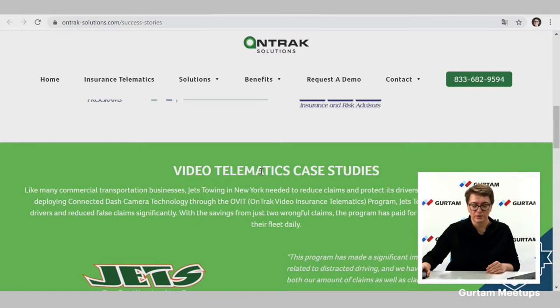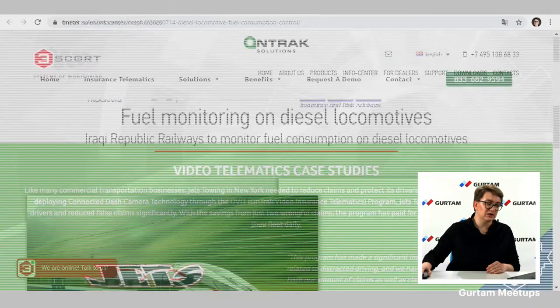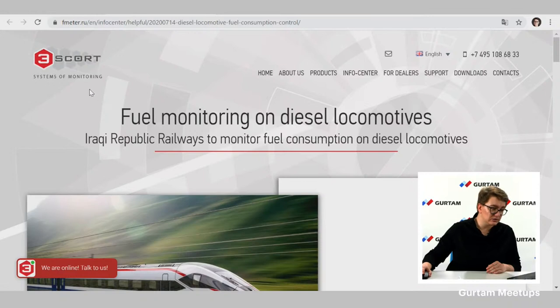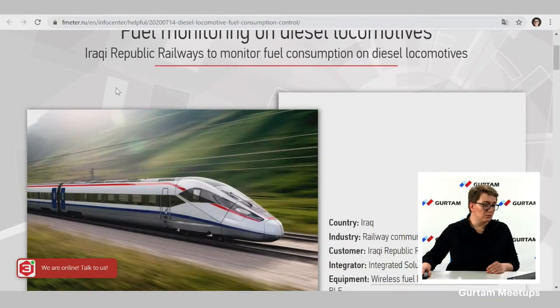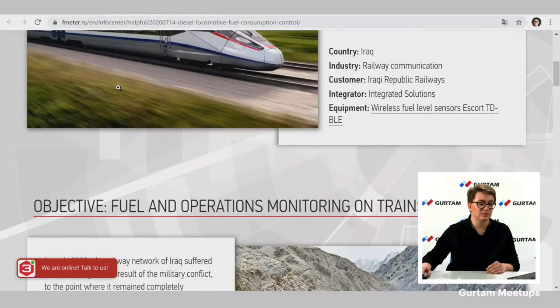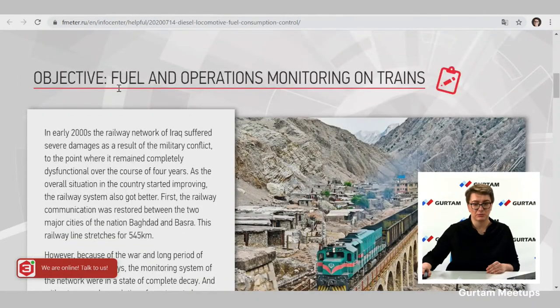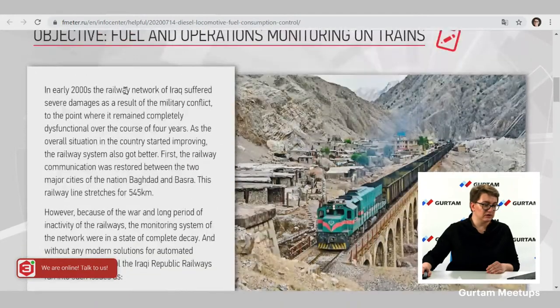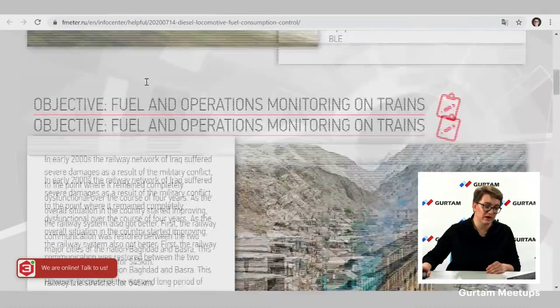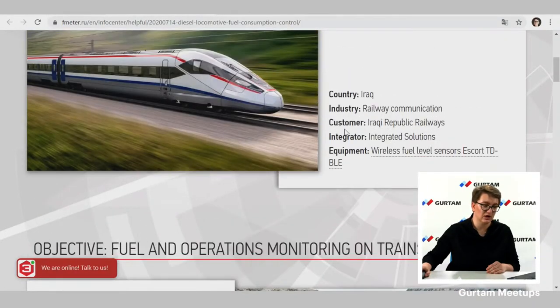Please go to the description of the video again, and please click the third link, which is the link of the Escort website, the hardware manufacturers, and here's the use case on fuel monitoring on diesel on railway communication, right? So let us look through, and while we are looking through, I would like to say that this is a very good example. They obviously have semantic and visual structure. They describe the objective. They show the main facts, the country, the industry, the customer, the integrator, the equipment they use.